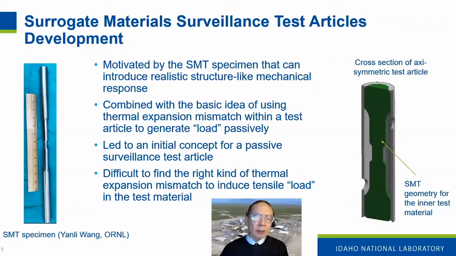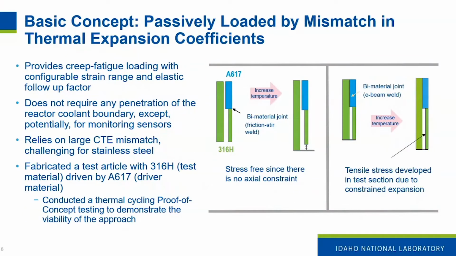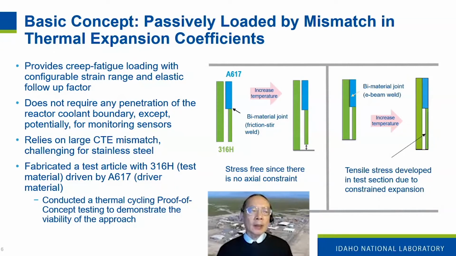It was difficult to find the right combination of thermal expansion mismatch that introduces a tensile load in the test section of the test article. To overcome that, we developed a slightly different design as shown in the sketches. So let the test material be 316H stainless steel. We can weld 316H with alloy 617, which has a smaller coefficient of thermal expansion than 316H. When both bars are free of each other, there will not be any stresses generated when the temperature is increased.